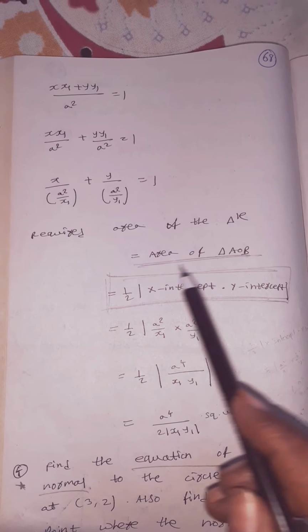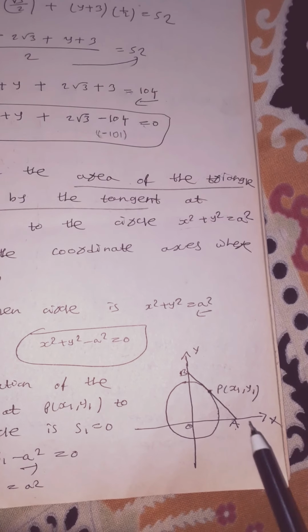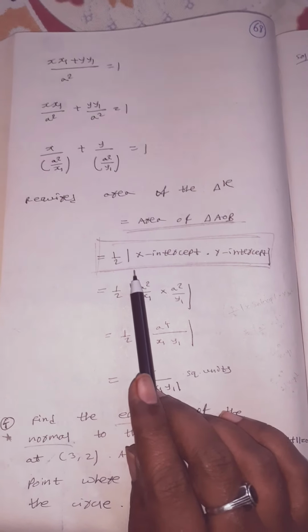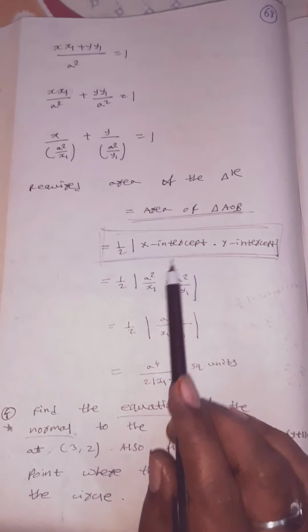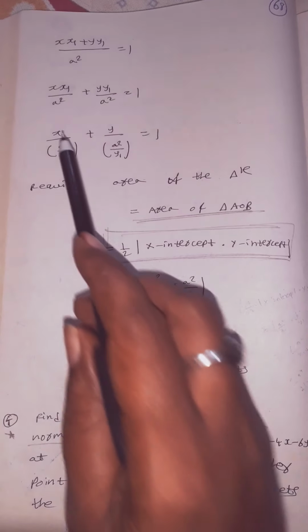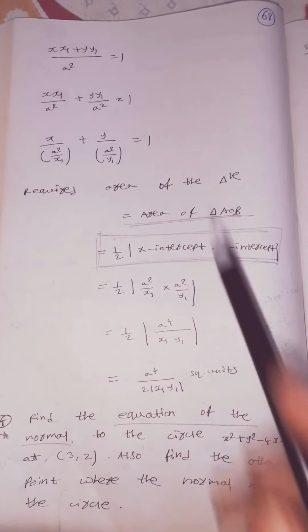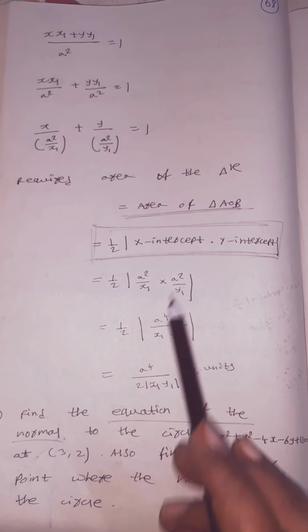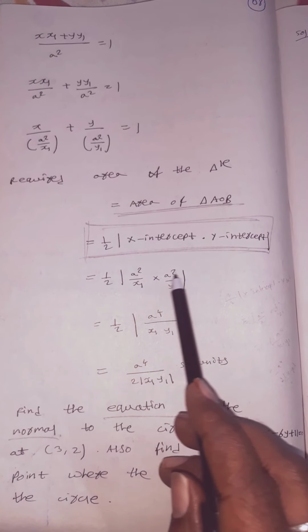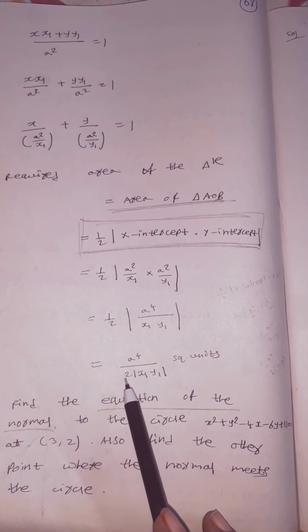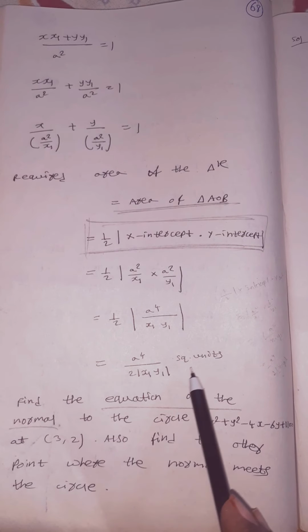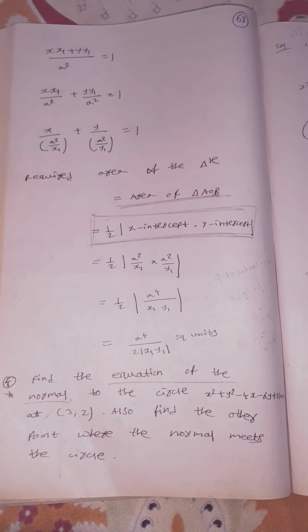The required area of triangle is the area of triangle AOB. In intercept form, what is the area of triangle formula? Half into modulus of x intercept into y intercept. Here the x intercept is a square by x1 and the y intercept is a square by y1. So a square into a square is a power 4. Bases are the same, add the powers, over x1 into y1. This is nothing but a power 4 by 2 into modulus x1 y1 square units, which is the required area of triangle.